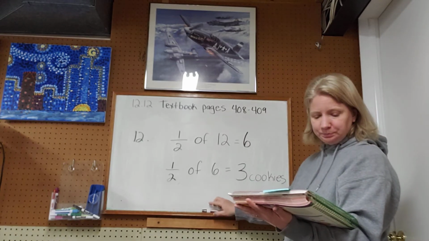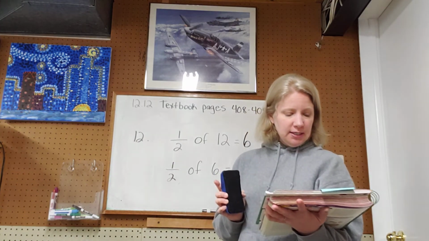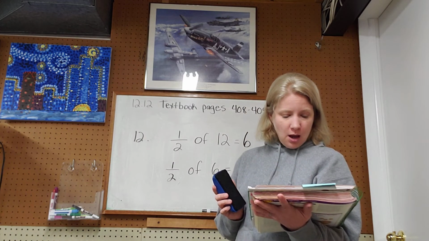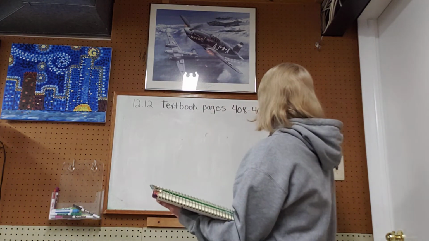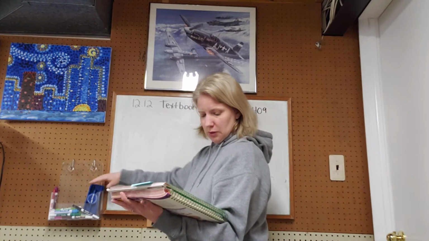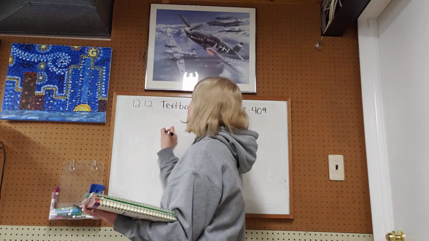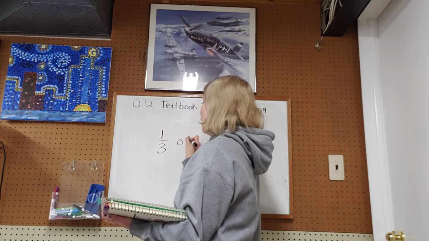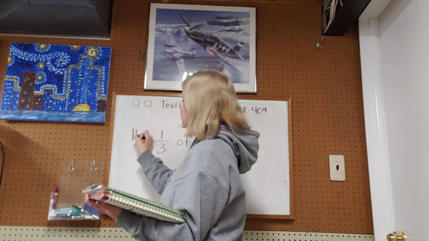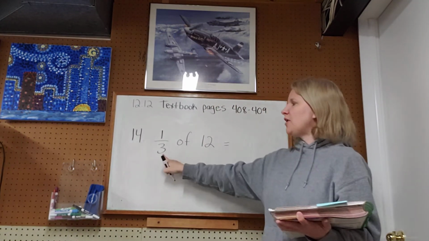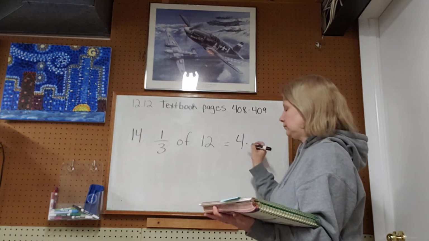Number 14. Miss Murphy cut a cake into 12 equal pieces. Each guest ate 1 piece. Altogether, they ate 1/3 of the cake. All right, let's figure that out. So she cut it into 12 pieces, and they ate 1/3 of it. So 1/3 of 12. Just like we did in the last problem, and this is 14. 12 divided by 3 gives you 4. Okay?